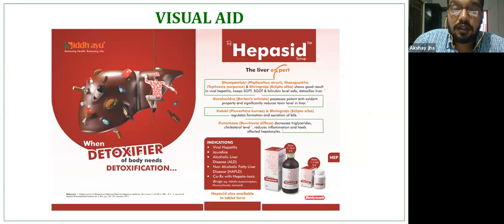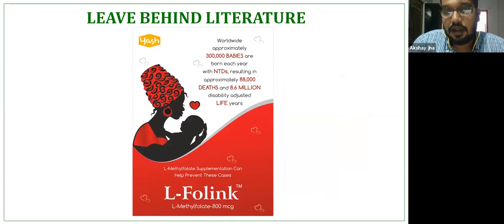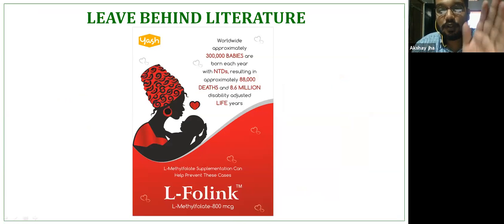Now, the next kind of literature is something that we call leave behind literature, also called LBLs. As the name suggests, leave behind literature is something you leave behind. A visual aid you don't leave with the doctor; you take your visual aid back.